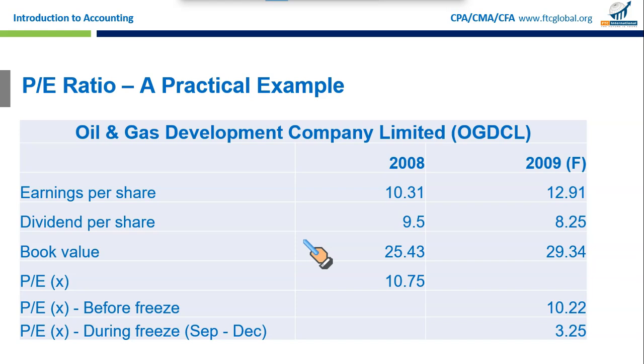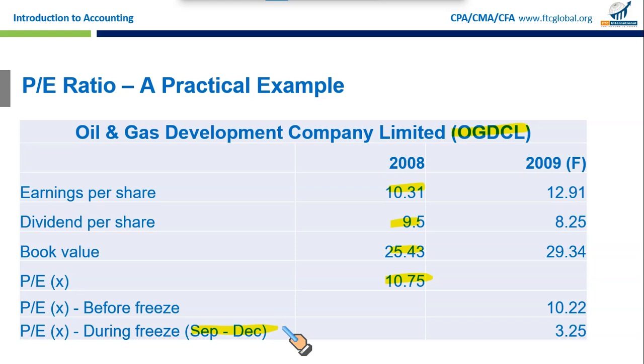Next we have an example. OGDC, Oil and Gas Development Company. It is the largest, most capitalized listed company in the Pakistan Stock Exchange. So these are the figures: earning per share, dividend per share, book value per share. Price earning multiple 10.75. The stock market was suspended during this time, September 2008 to December 2008.